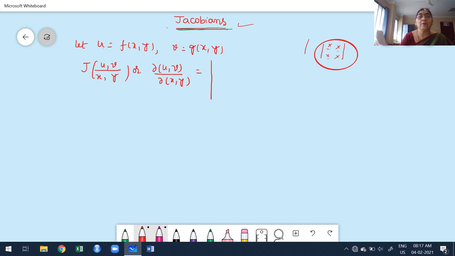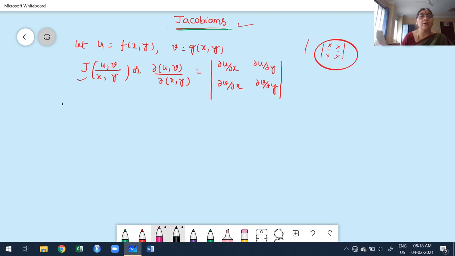The first order partial derivatives of u with respect to x and y are represented in the first row of the determinant: dou u by dou x and dou u by dou y. Once you complete one function with respect to the independent variables, you take the next function, take the first order partial derivatives of v with respect to the independent variables, and write them in the second row of the determinant. This is the Jacobian of u, v with respect to x, y. That's why I told you a Jacobian is nothing but representing the first order partial derivatives of the given functions with respect to independent variables. Therefore, to define a Jacobian, at least 2 functions are required, both depending on at least the same 2 independent variables. Then you take one function at a time and write its first order partial derivatives row-wise, and automatically we create a determinant. This is the way to define a Jacobian.